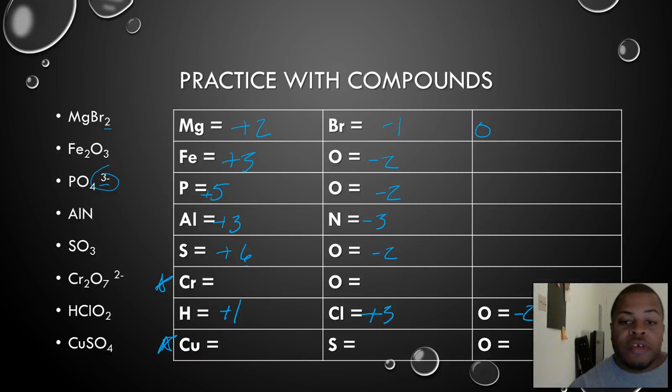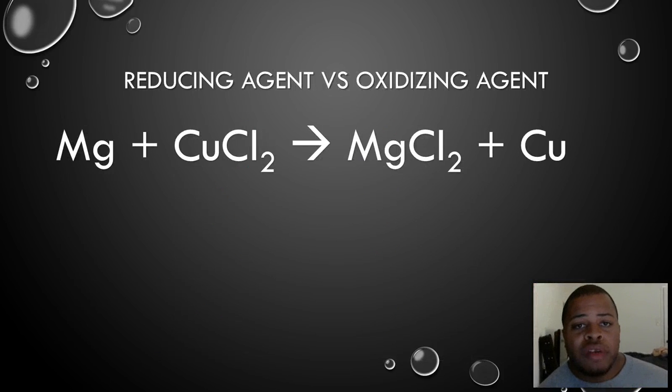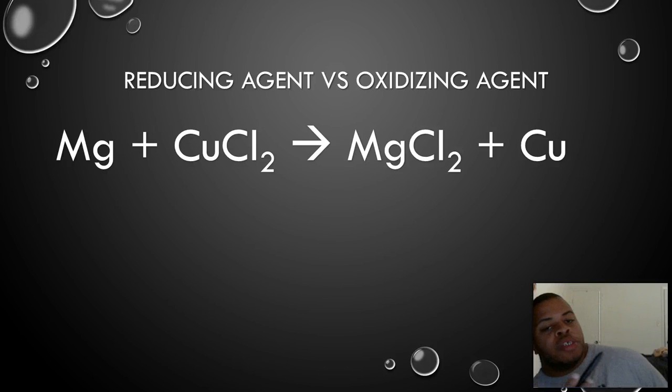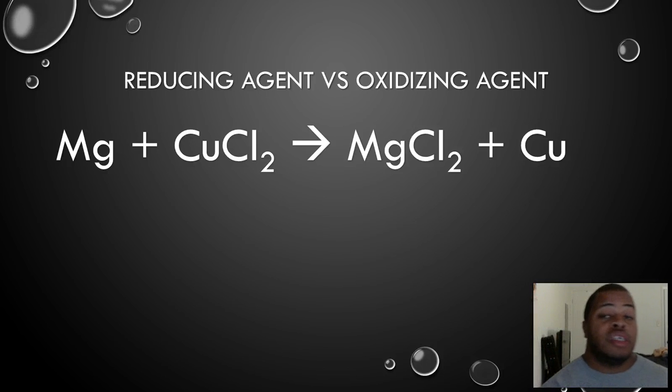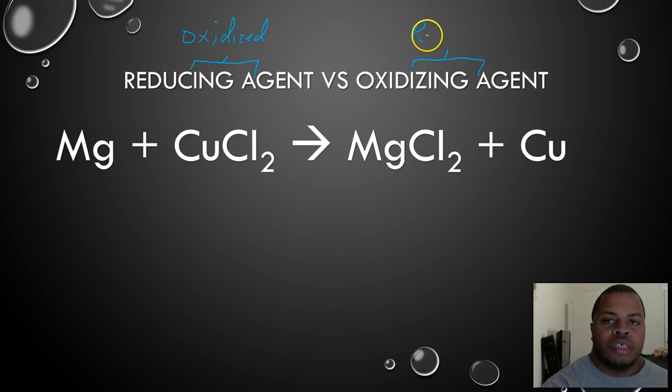Now, moving along into the next step, we want to look at reducing agent versus oxidizing agent. The reason why we want to pay attention to this is because, one, it's going to show up on your test, but two, it helps you to understand why certain things happen. Now, something that I like to remember is the reducing agent is going to be the thing that is oxidized. So it's sort of a game of opposites. Whereas the oxidizing agent is what is reduced.